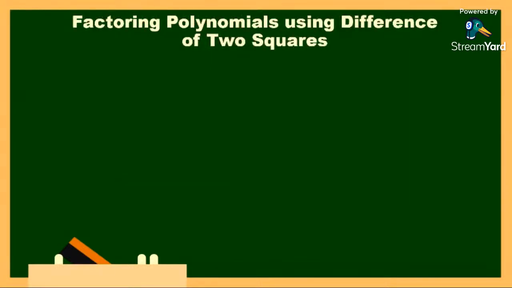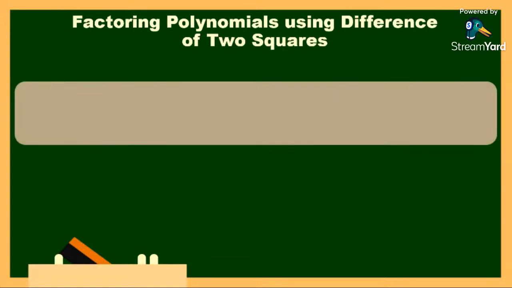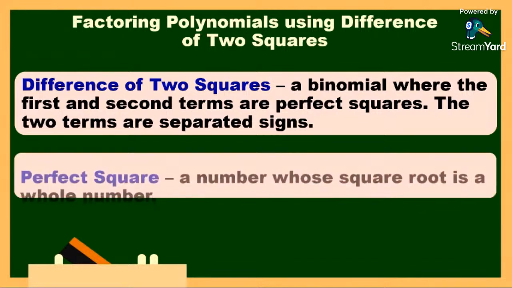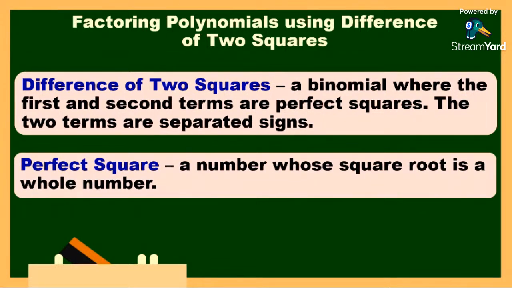Now, let us proceed to factoring of polynomials using the difference of two squares. When we say difference of two squares, these are binomials where the first and second terms are perfect squares. The two terms are separated by the minus sign. And when we say perfect square, it is a number whose square root is a whole number. So, katulad po ng 16, isa siyang perfect square kasi ang kanyang square root is whole number, which is 4.